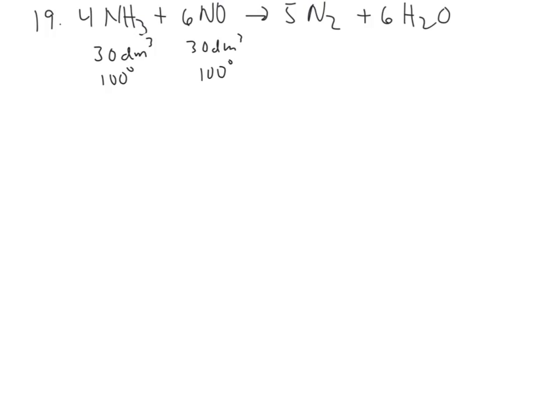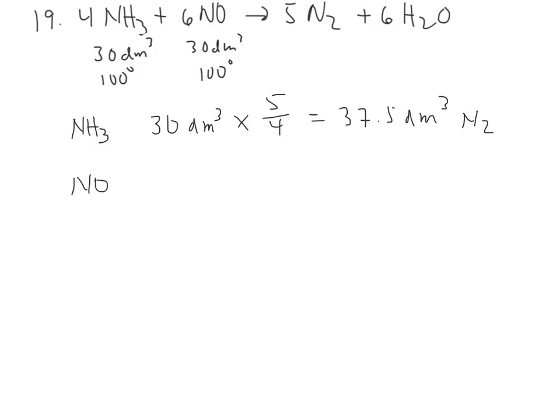So number 19 gives you this balanced equation. Lets you know you have 30 decimeters cubed or 30 liters of each gas at the same temperature. So we can use molar volumes here. So they want to know which gas is in excess. So if I look at my two gases, NH3, 30 decimeters cubed will produce a 5:4 ratio with the N2, which is what we're interested in. So I can expect to get 37.5 decimeters cubed or liters of N2 from the NH3, whereas the NO, 30 decimeters cubed, is going to give me a 6 to 5, or a 5 to 6, I'm sorry.